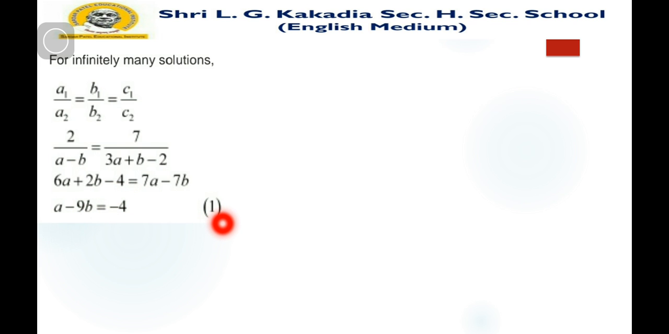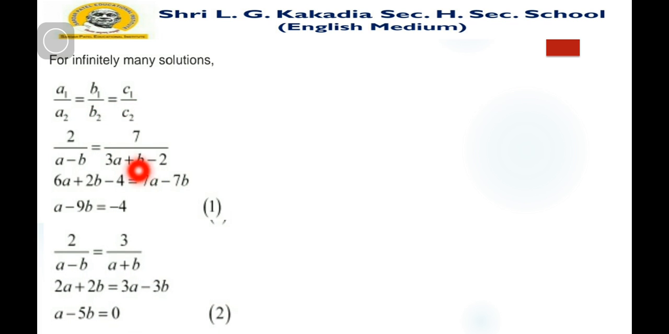This is equation number 1. As well, we compare a1 by a2 is equal to b1 by b2. Then we get 2 divided by a minus b and 3 divided by a plus b. Then we get the equation 2a plus 2b is equal to 3a minus 3b, then a minus 5b is equal to 0. This is equation number 2. So these are a pair of linear equations in two variables a and b.